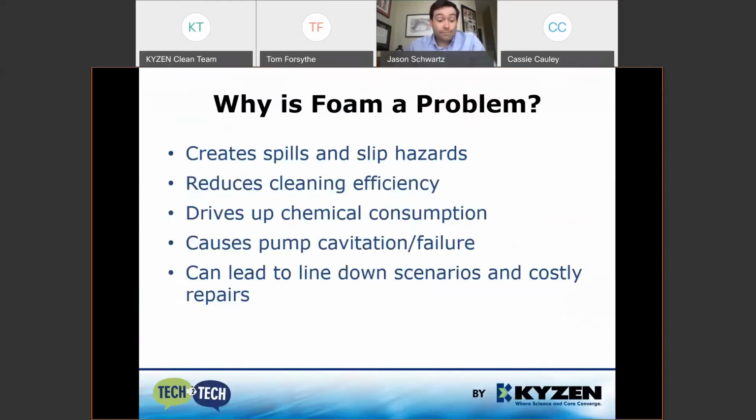Why is foam a problem? Well, it creates spills and slip hazards, reduces cleaning efficiency, drives up chemical consumption, and can even cause pump cavitation or failure, which leads to line down scenarios or costly repairs.